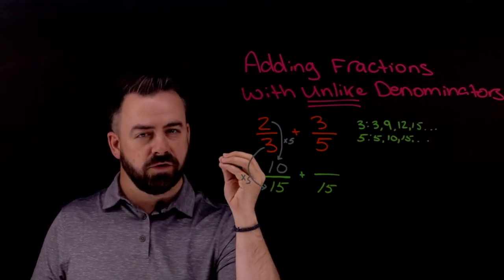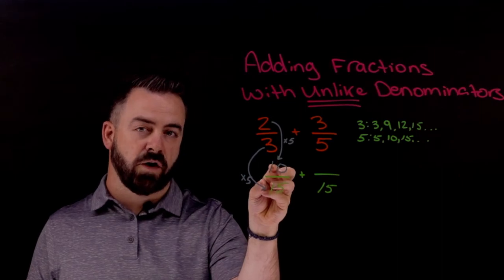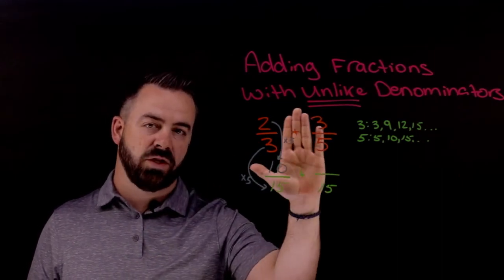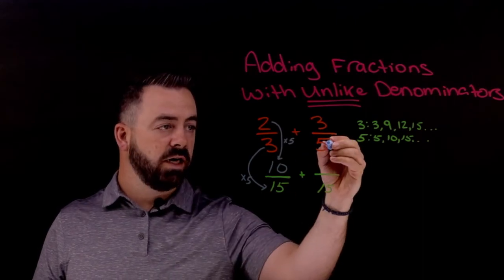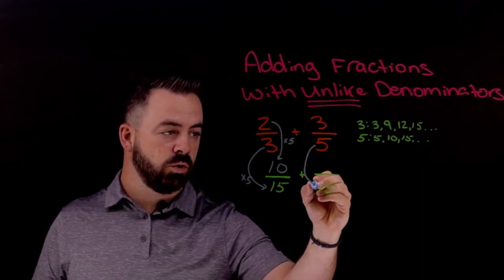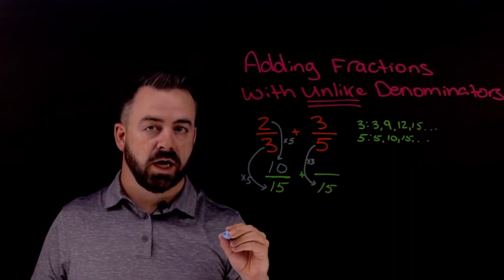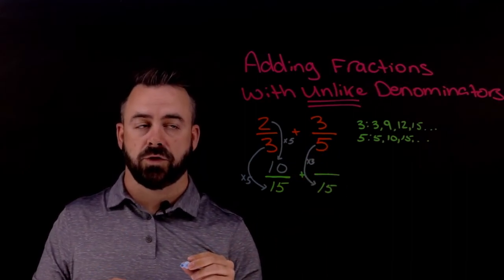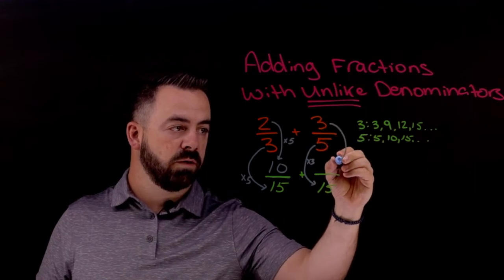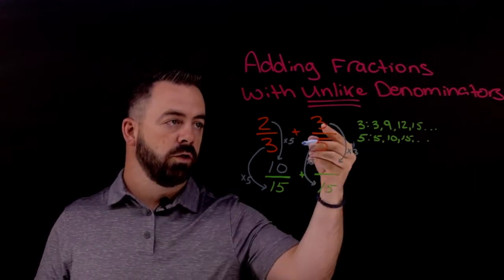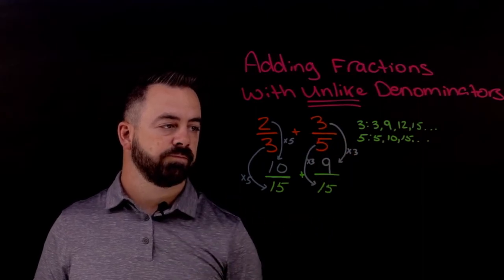So all I've done is change this into a fraction that I'm now going to work with. And I did the same thing over here. I changed 5 into a 15 by multiplying by 3. And if I multiply the bottom number by 3, I have to multiply the top number by 3 as well. 3 times 3 is 9.